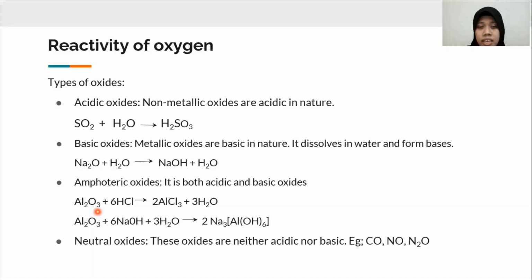The fourth type is neutral oxide. These oxides are neither acidic nor basic. It means it is neutral. For example, carbon monoxide, nitrogen oxide, and nitrous oxide.